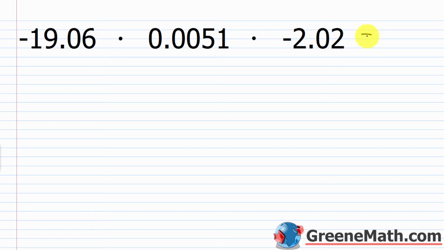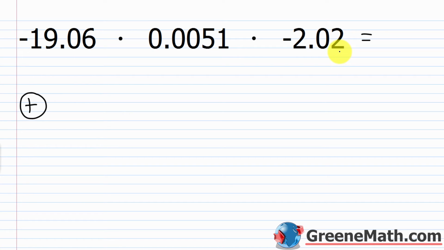Now, what we're looking at here is a negative times a positive times a negative. Now, we know from working with integers that if we multiply more than 2 numbers and we have an even number of negatives, we're going to get a positive result, right? Each pair of negatives makes a positive. So I'm just going to go ahead and write that the answer is going to be positive. And now we can just think about these numbers as if they were all positive, right? We can just think about the absolute values.